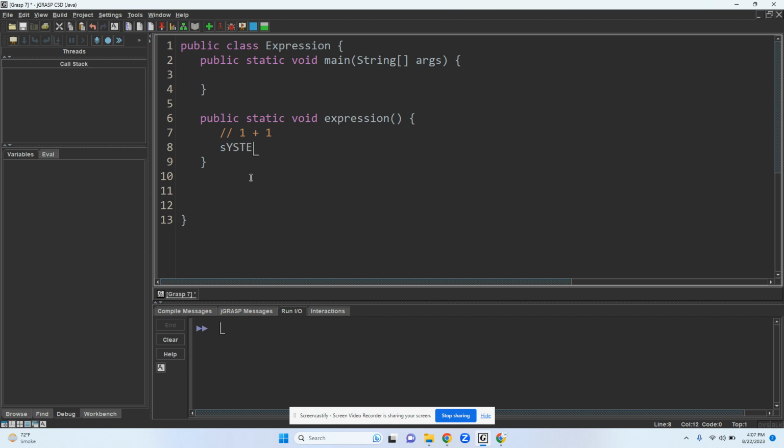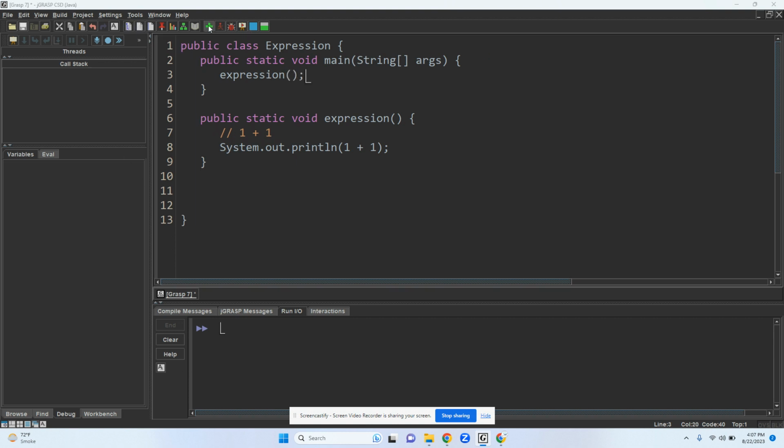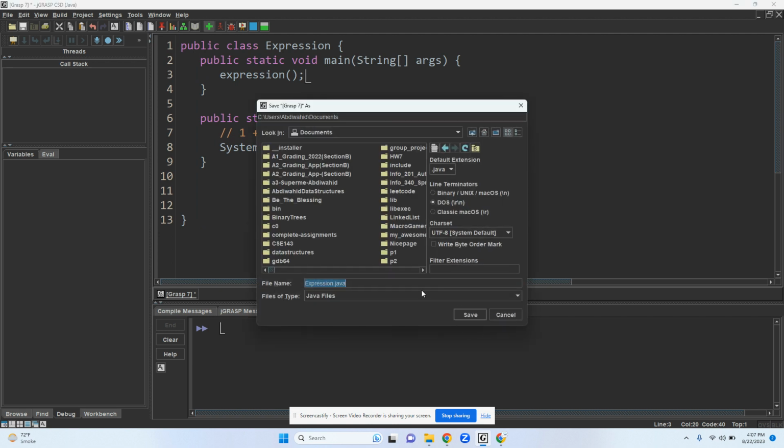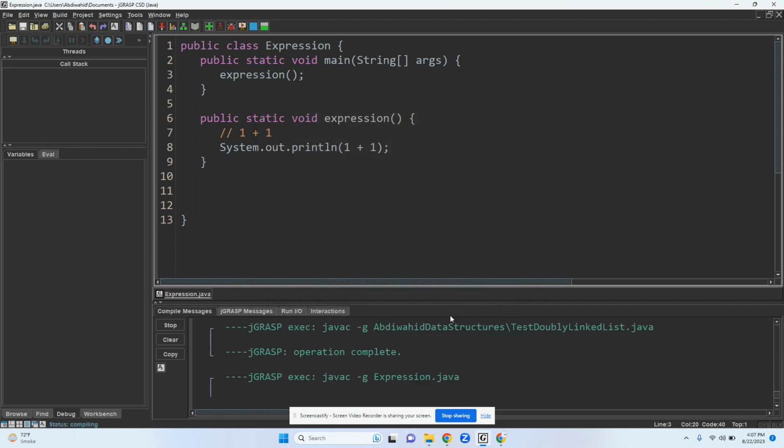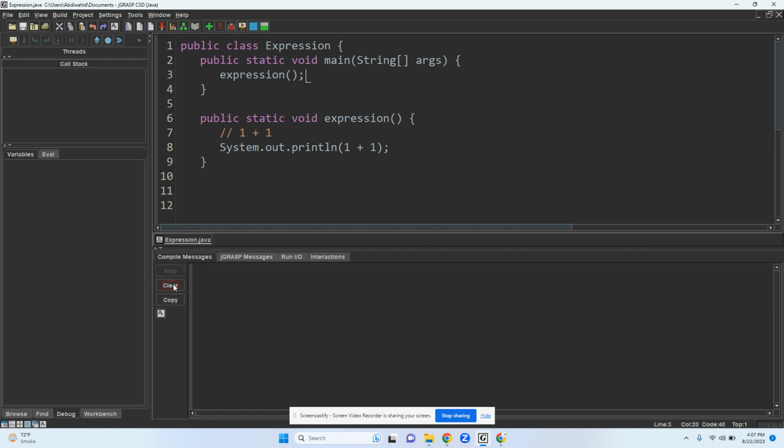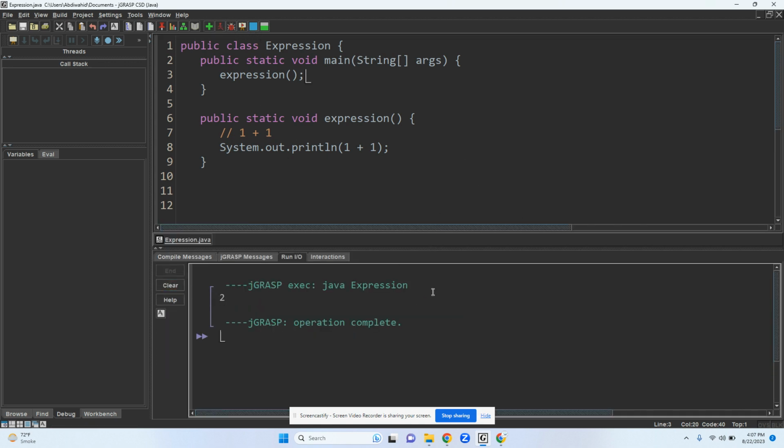So for example, let me just print this out. System dot out dot println, and let me do 1 plus 1, and then a semicolon. Let me call this method in main, because that's how methods work, and that's what we have been talking about for the last couple of videos. Let me save it and run it. As you can see, it printed out the number 2, because what we're telling the program is to print out the number 2. And there's also multiplication.